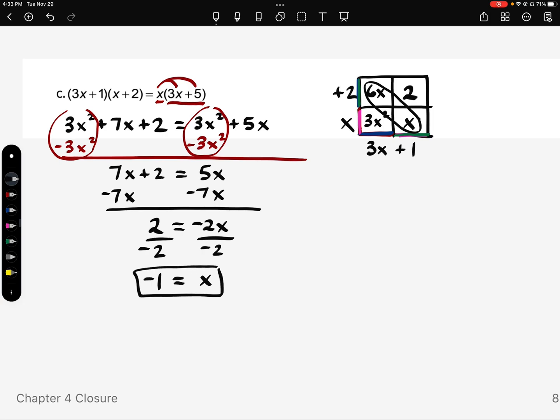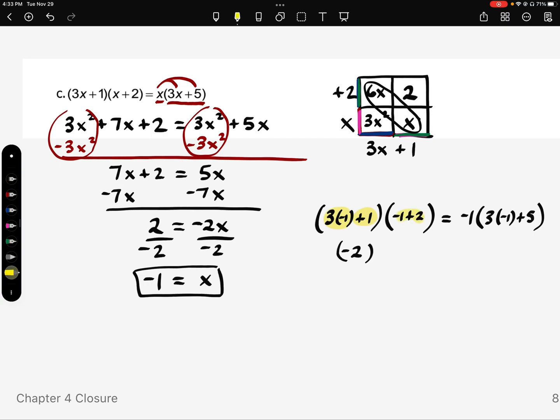Okay, so that looks like that's our answer. I'm going to plug it in so we can check it. We're going to do 3 times negative 1 plus 1. And then we've got a negative 1 plus 2. And that should equal a negative 1 times 3 times negative 1 plus 5. So just be careful as you're going through it. 3 times negative 1 is negative 3. Plus 1 would be negative 2. We have this negative 1 plus 2 is going to be just 1. So the left side is going to give us negative 2.